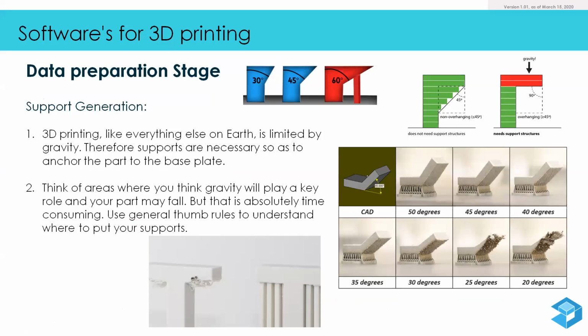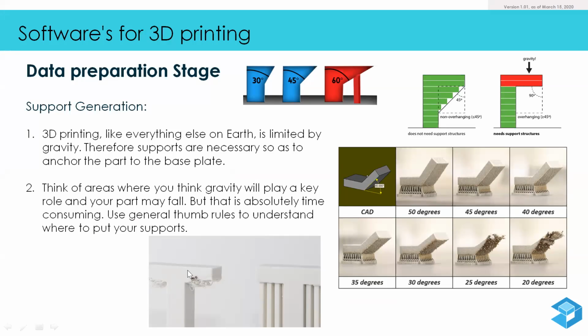Now, in the data preparation stage, there is something known as support generation, as I showed you over here. Just like everything on Earth, 3D printing is also limited by gravity. So when you print in processes like FDM, fused deposition modeling, or direct metal laser sintering for metals, supports are generally required. What happens is gravity plays a role and your part will kind of fall off. So you can see over here a simple example, this T component.